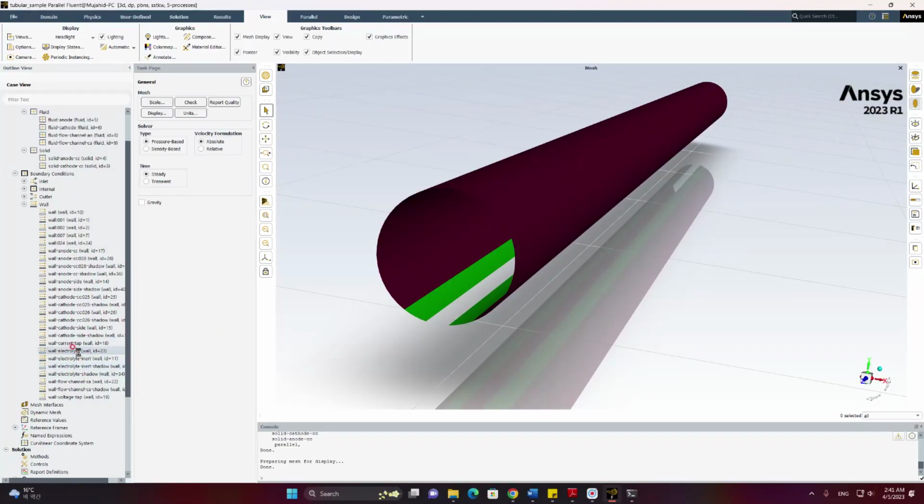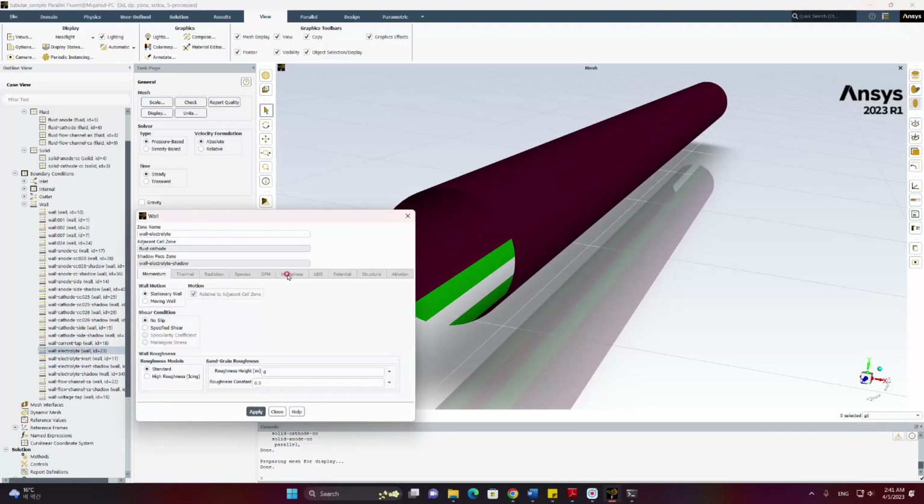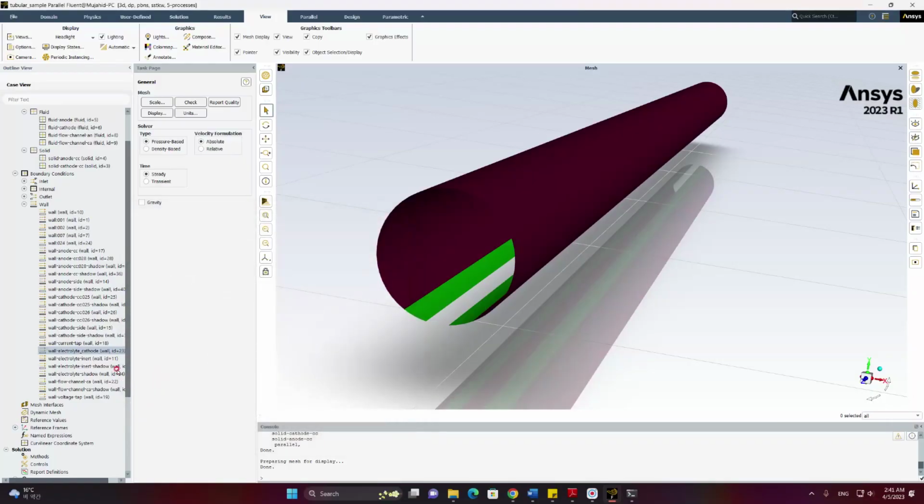In order to rename it, double click it, and it is necessary to check what is the adjacent cell zone. Since the adjacent cell zone is fluid cathode, we can rename it. It says to rename it wall electrolyte cathode, so that this will be needed later when we specify the regions corresponding to cathode and anode. We will do it shortly. Apply and close, and now we have got wall electrolyte cathode.